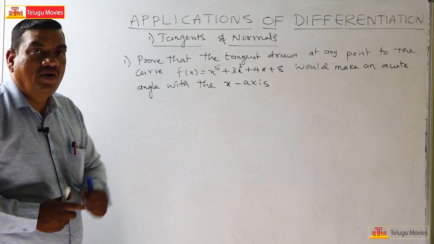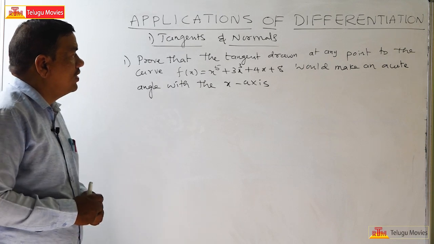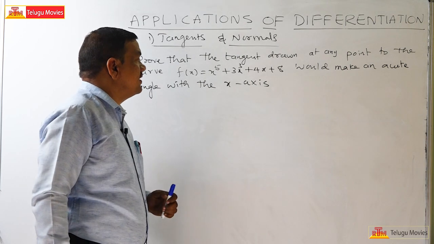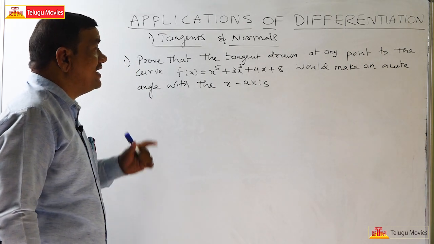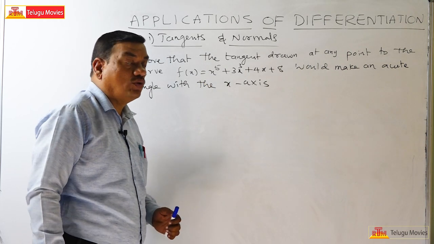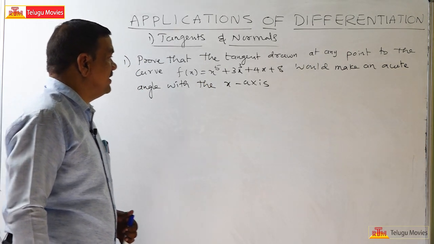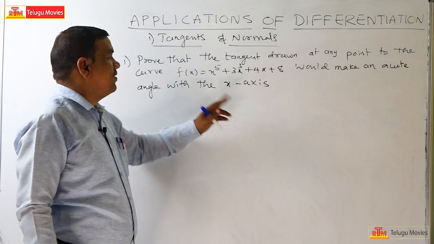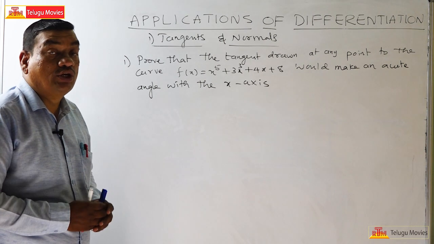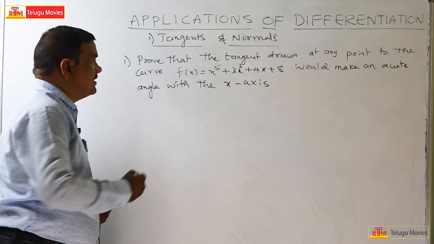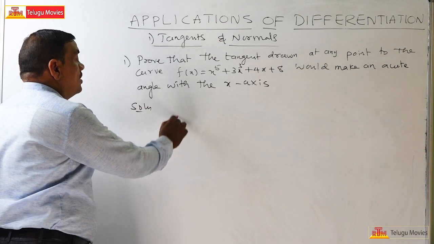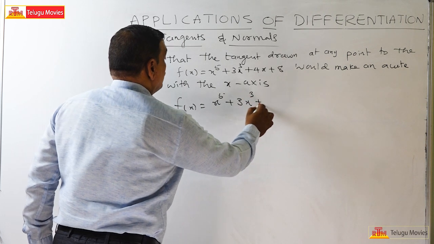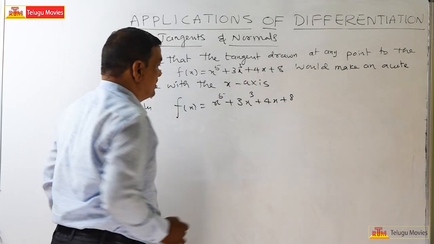Let us see some basic small problems. Let us see this. Prove that the tangent drawn at any point to the curve f of x is equal to x to the power of 5 plus 3x cube plus 4x plus 8 would make an acute angle with the x-axis. Let us see the solution. So f of x is equal to x to the power of 5 plus 3x cube plus 4x plus 8.